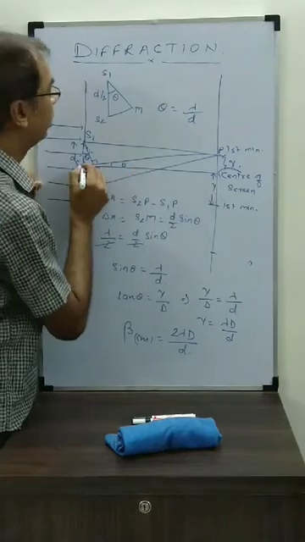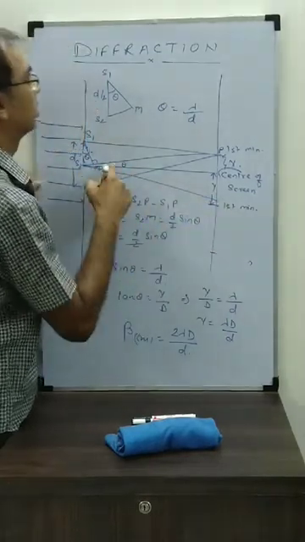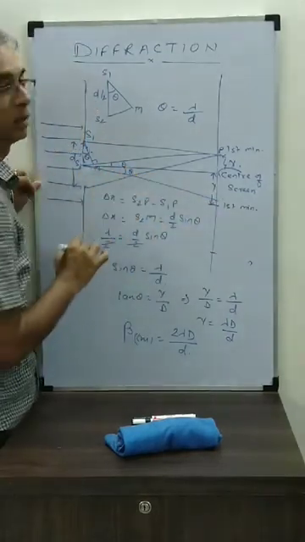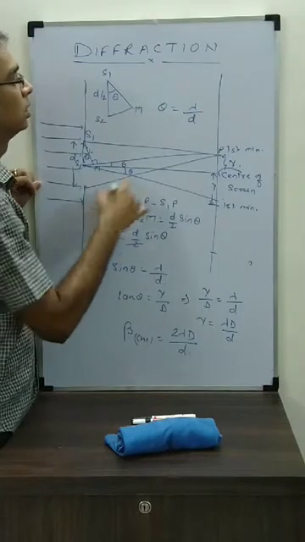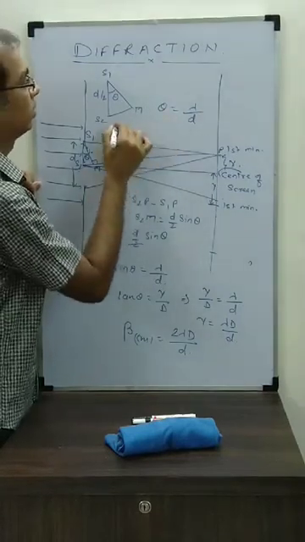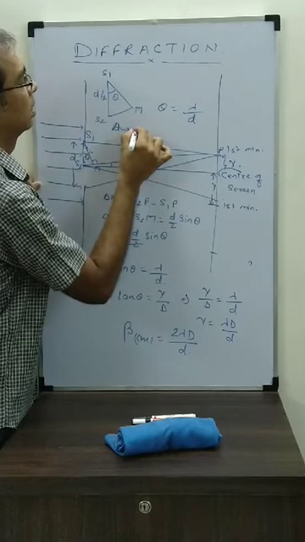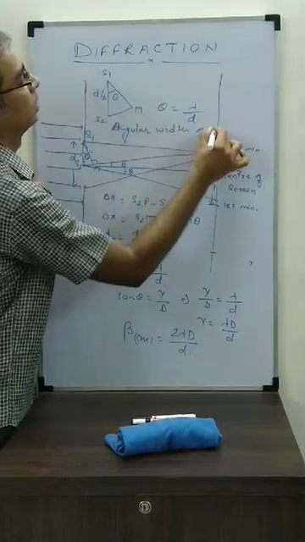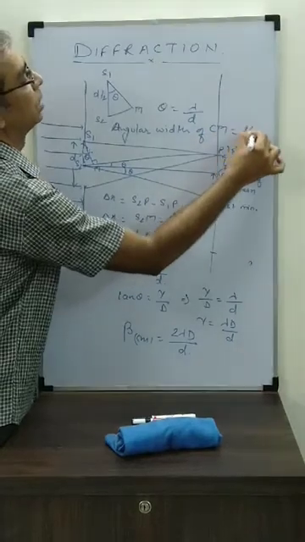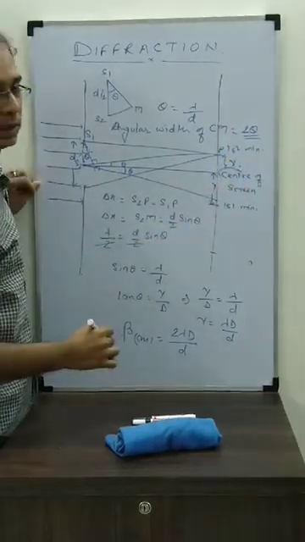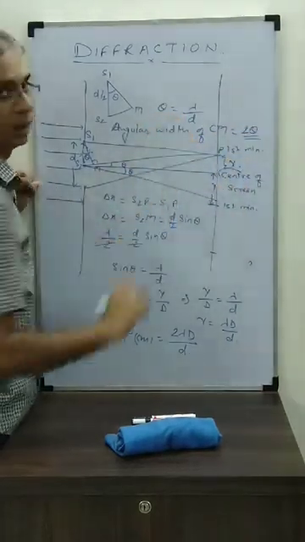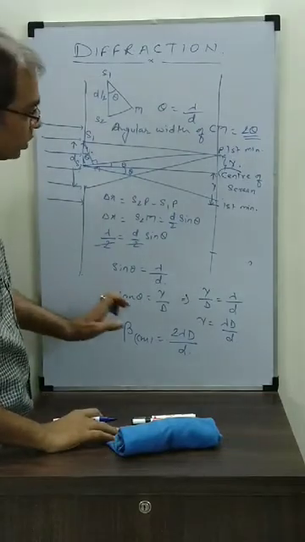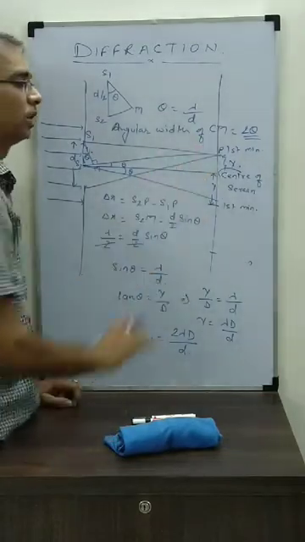But if we want the angular width of central maxima, then this theta and this theta both will come. That will become 2 theta. So the angular width of central maxima is 2 theta, that is 2 lambda by d. Okay, so from this one we found out the position of first minima also.